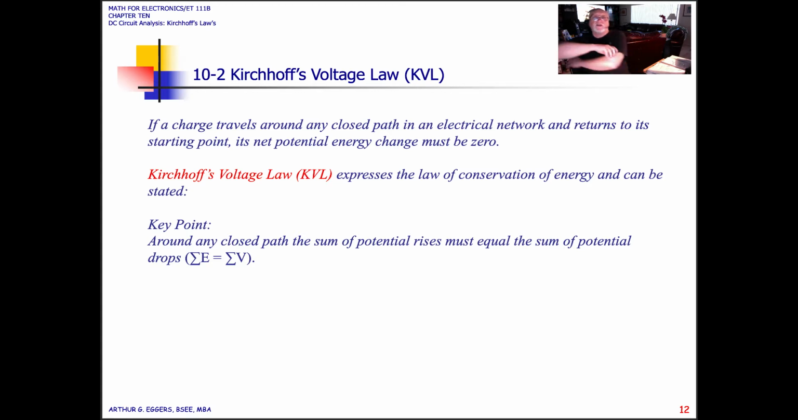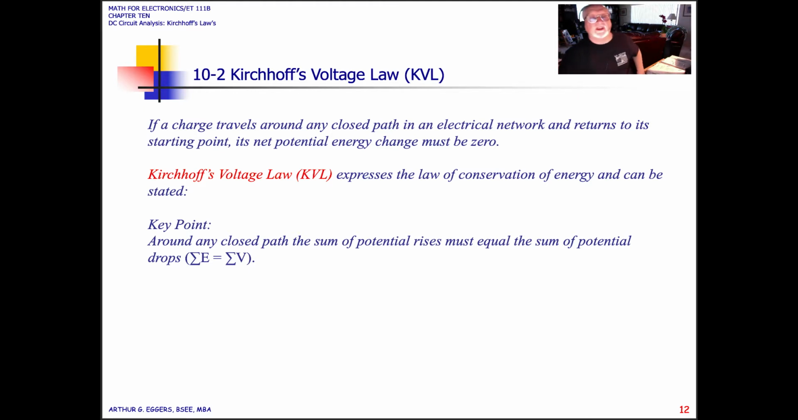If a charge travels around a closed path in an electrical network and returns to its starting point, its net potential, or change of energy, must be 0. So everything we looked at to this point was Kirchhoff's current law. Now we're going to look at Kirchhoff's voltage law. KVL expresses the law of conservation of energy and can be stated as: around any closed path, the sum of potential rises must equal the sum of potential drops.